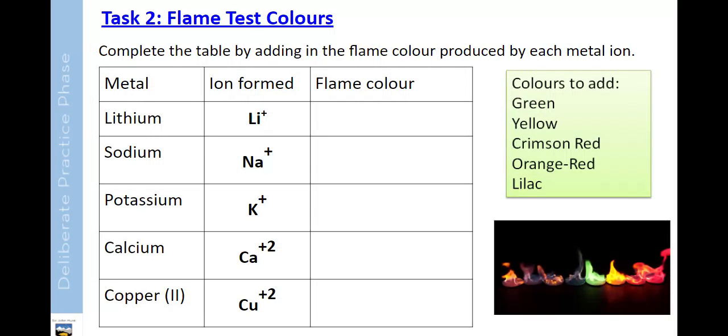Now, task 2, flame test colours. I want you to complete the table by adding in the flame colour produced by each metal ion. So you've got a table with the metal, the ion that's formed, and I want you to fill in the flame colour. If you're stuck, I've given you the colours you need to add. Pause the video, come back when you're ready to move on.